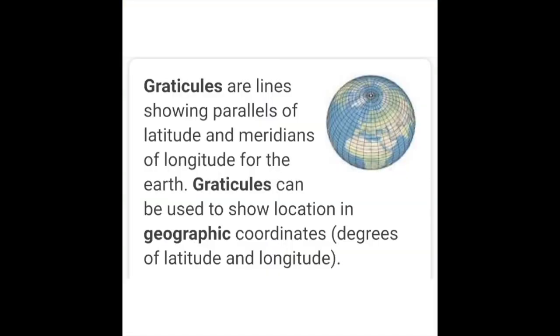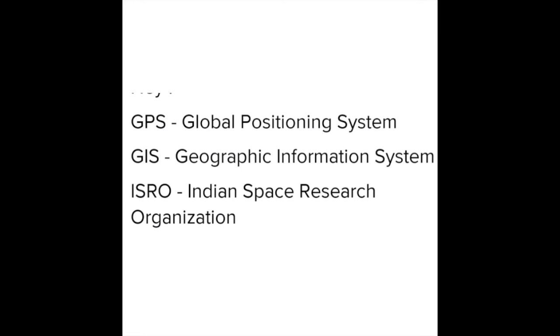Graticules are lines showing parallels of latitude and meridians of longitude for the Earth. Graticules can be used to show locations in geographic coordinates, degrees of latitude and longitude. We use latitude and longitude for determining the location on the Earth. This method is being used even in today's modern age quite effectively.